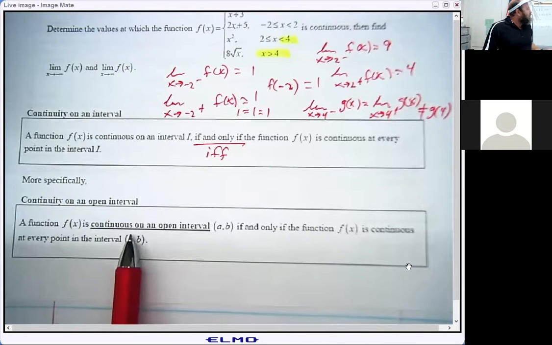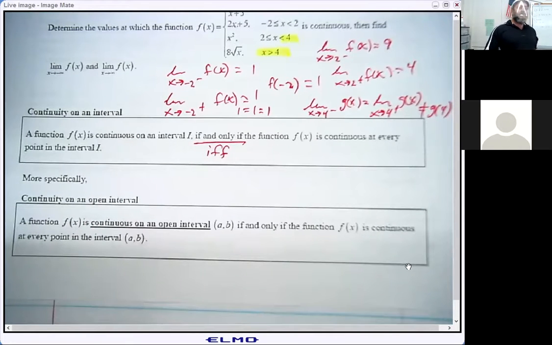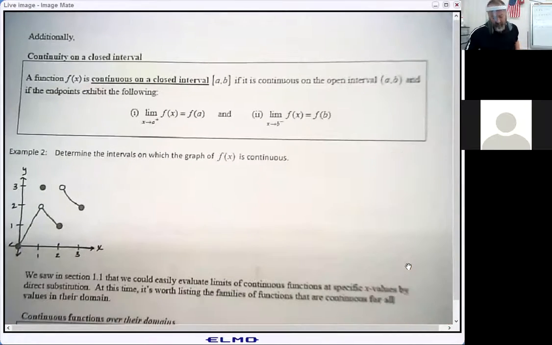Just notice it's continuous on that open interval. It's the same kind of definition, because sometimes we have open intervals and sometimes we have closed intervals, and we'll have to talk a little bit more about that as time goes on. So I'm not going to do too much about this because it's a pretty simple little concept.